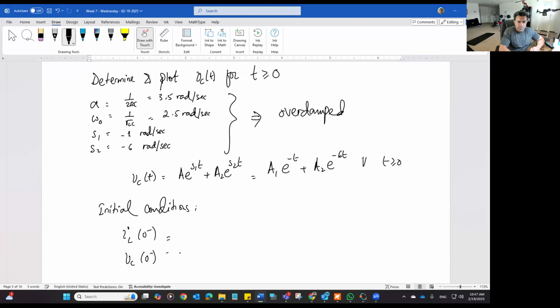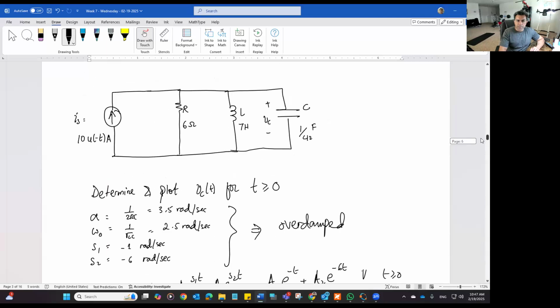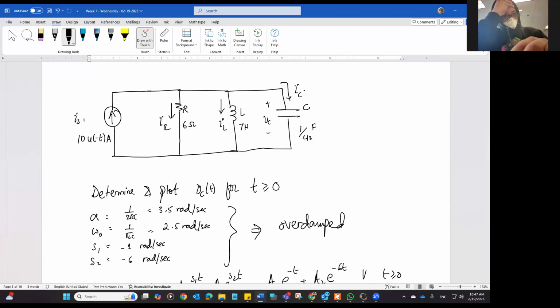All right, now from this circuit, who is going to tell me what will be IL(0-) and what will be VC(0-)? What will be IL(0-)? By the way, how is the source behaving in this circuit? It is active when the time is negative.